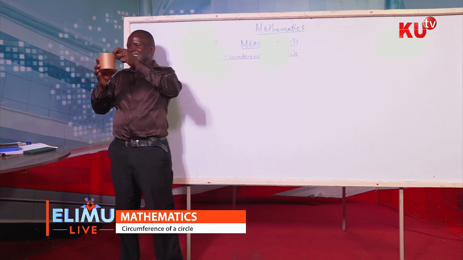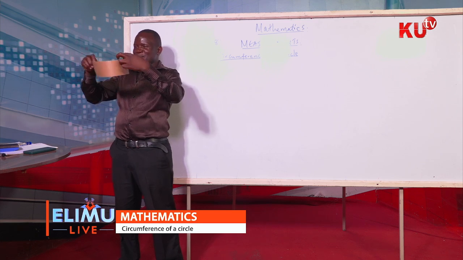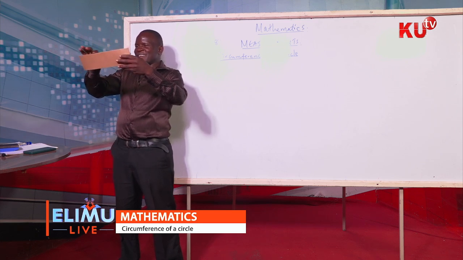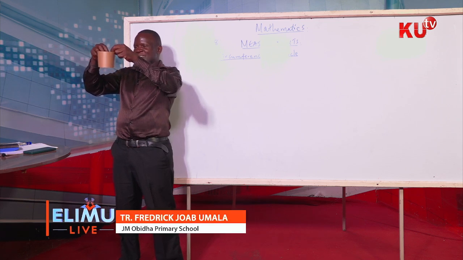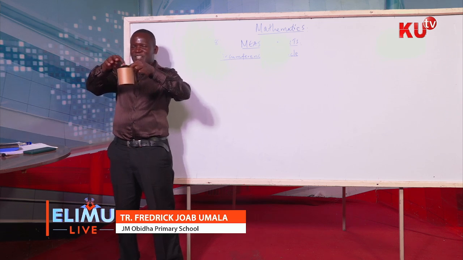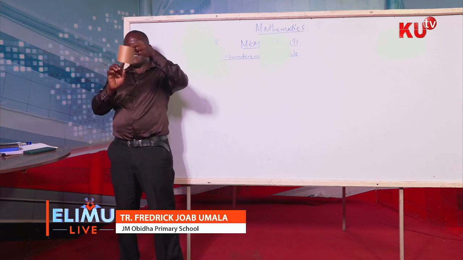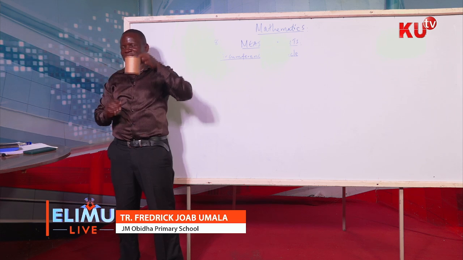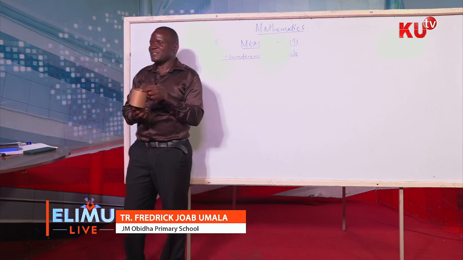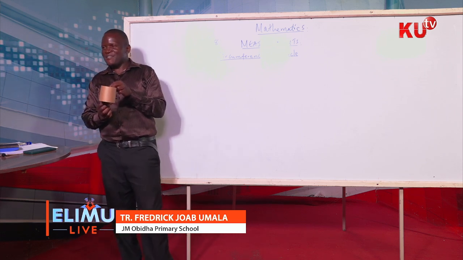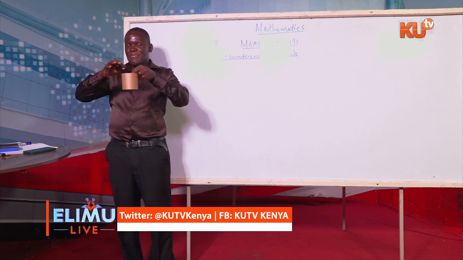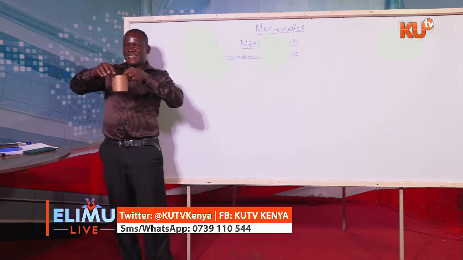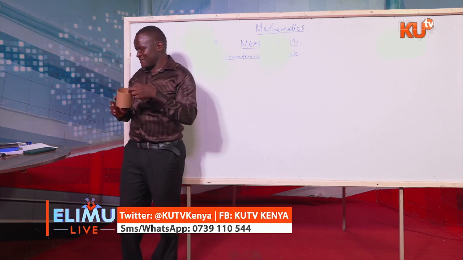As you can see, the length forms a circle. So the top of the cylinder is circular, and the bottom part of the cylinder is circular. And that is the reason why we defined the circumference as the distance around a circle, or the length around that curved part.